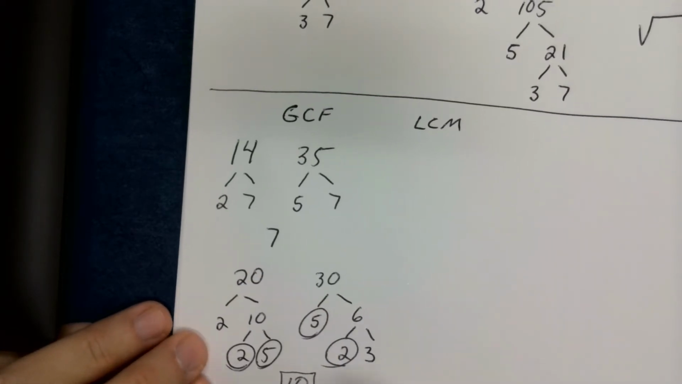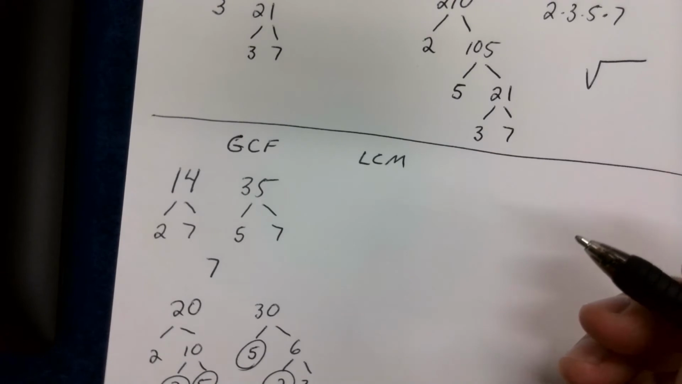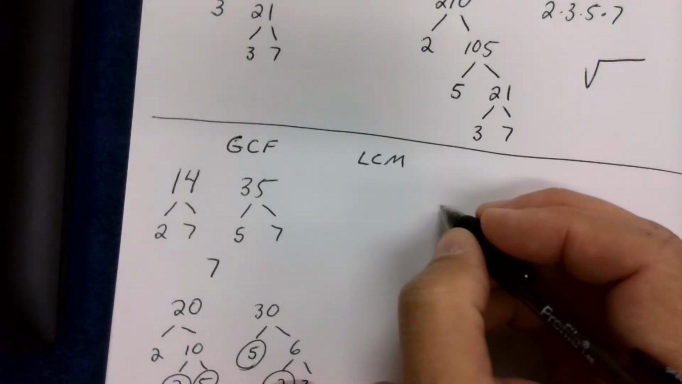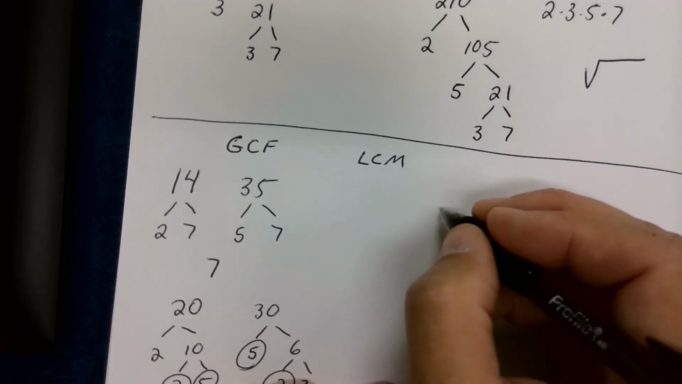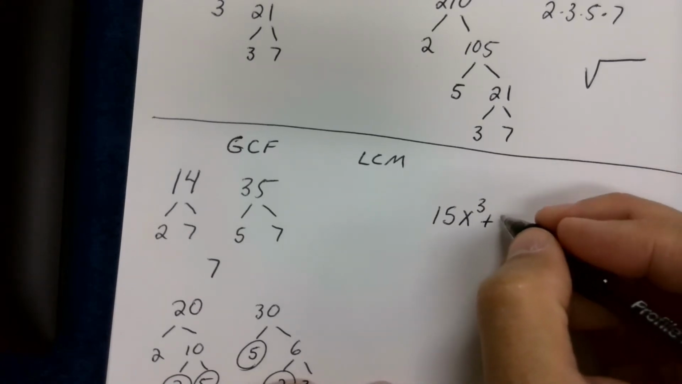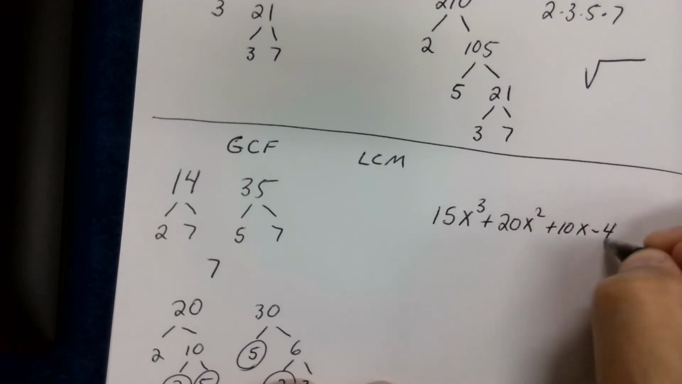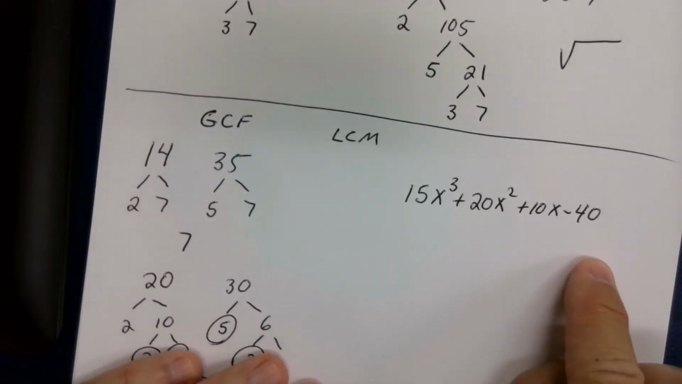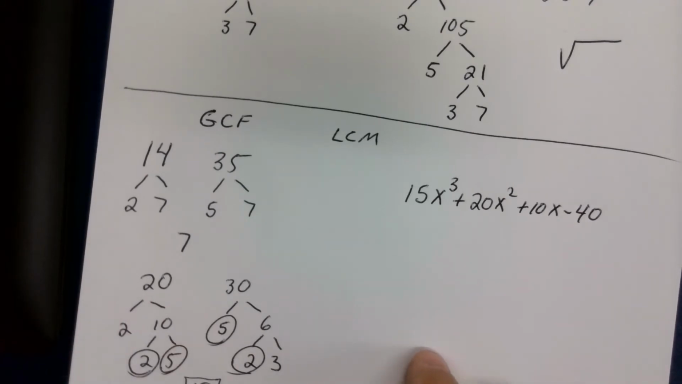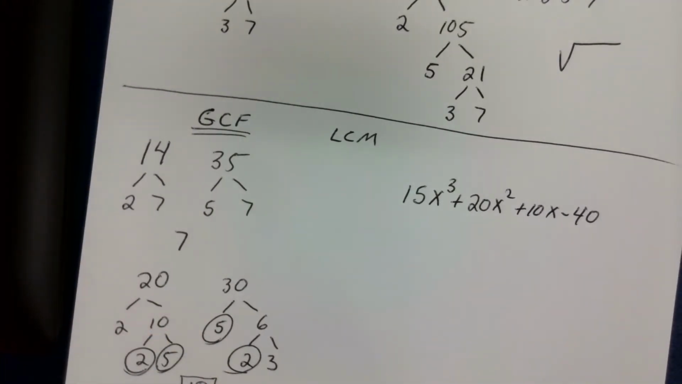Okay? So the reason that's important is when we go to factor, let's say, a polynomial. A polynomial is an addition or subtraction of individual terms. Let's say I have this: 15x cubed plus 20x squared plus 10x minus 40. I have something big like this. What we want to do is see if there's a greatest common factor in that. And if we can, we want to pull it out and make it smaller. Okay? So being able to remove stuff out of a polynomial.